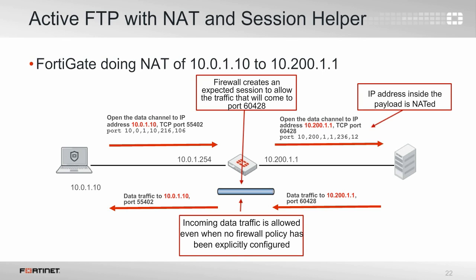After that, the server connects the data channel to the right IP address, 10.200.1.1. That incoming TCP connection is allowed by the expected session previously created by the session helper, even when there is no firewall policy allowing it.